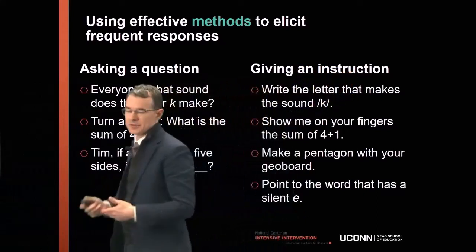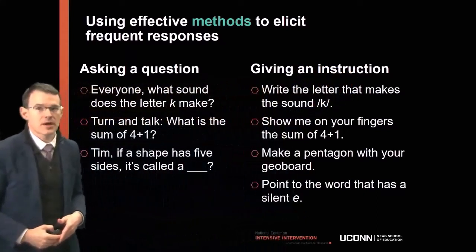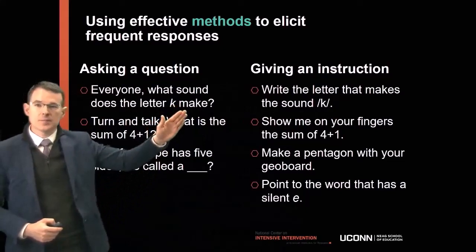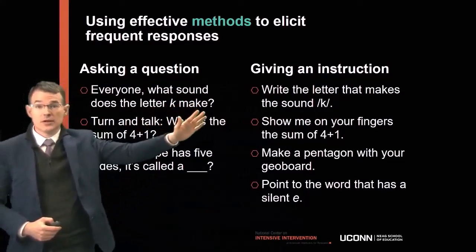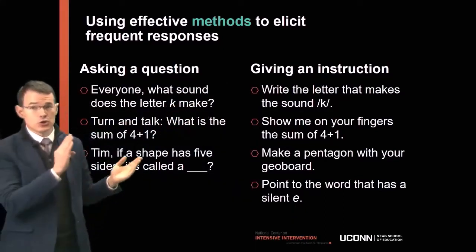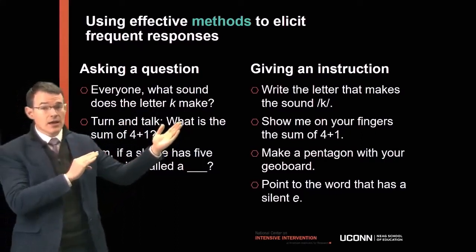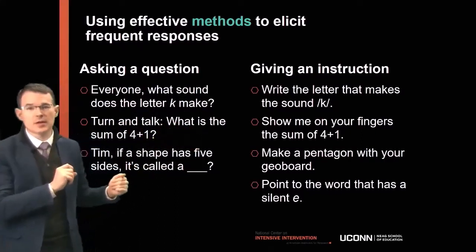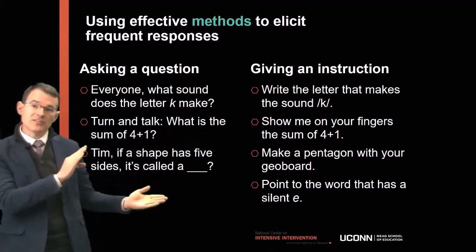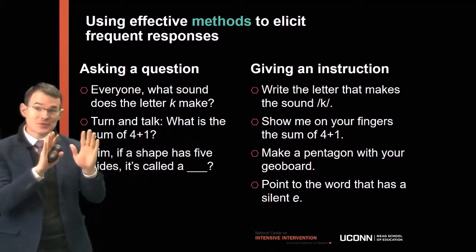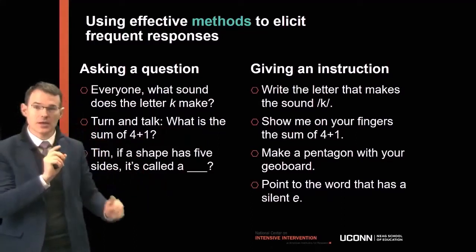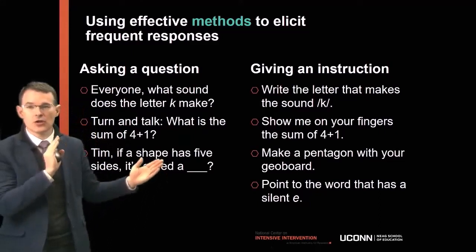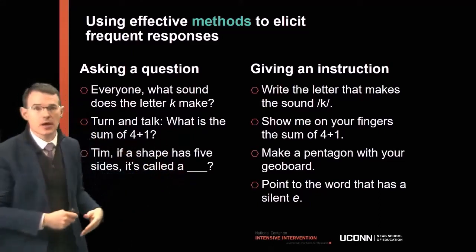So let me give you some examples of the kind of things that you would do, some of the methods you could use. You could use a choral response by saying something like, "Everyone, what sound does the letter K make?" You could use a turn and talk by saying, "Turn and talk to your partner. What is the sum of 4 and 1?" You could call on an individual student, although later we'll talk about some cautions about individual students, so keep that in mind. "Tim, if a shape has 5 sides, it's called a what?" We get Tim to respond.